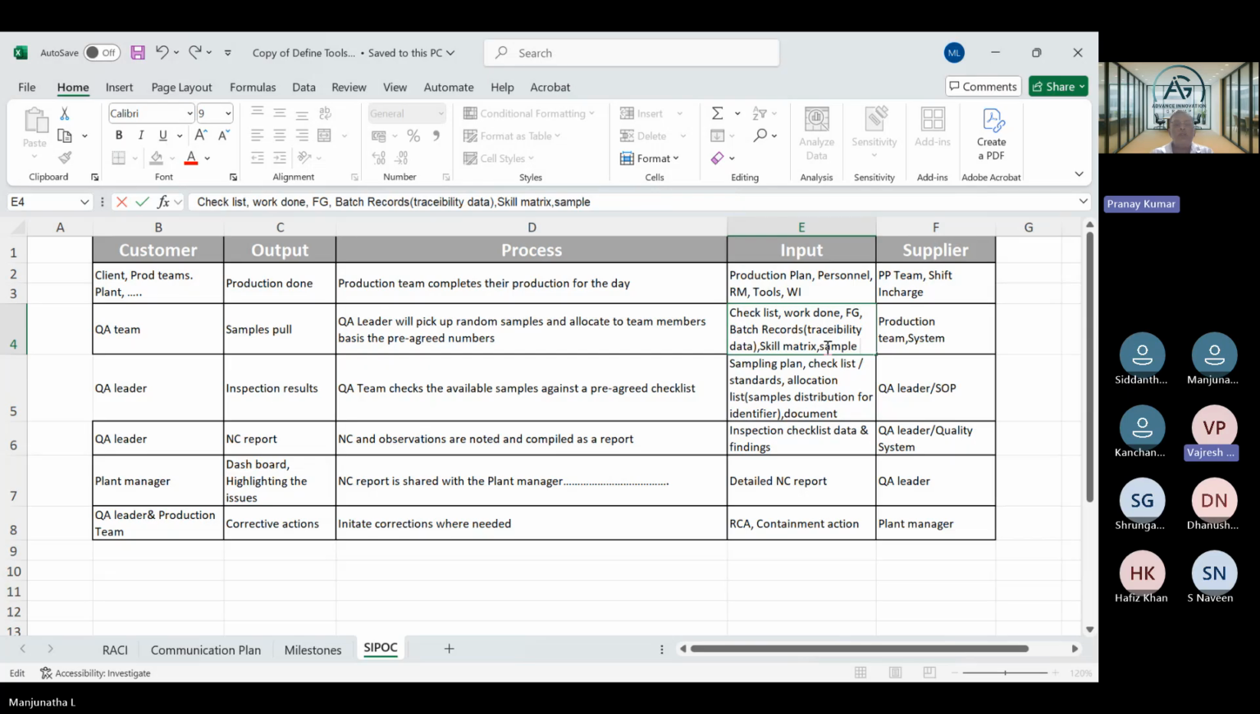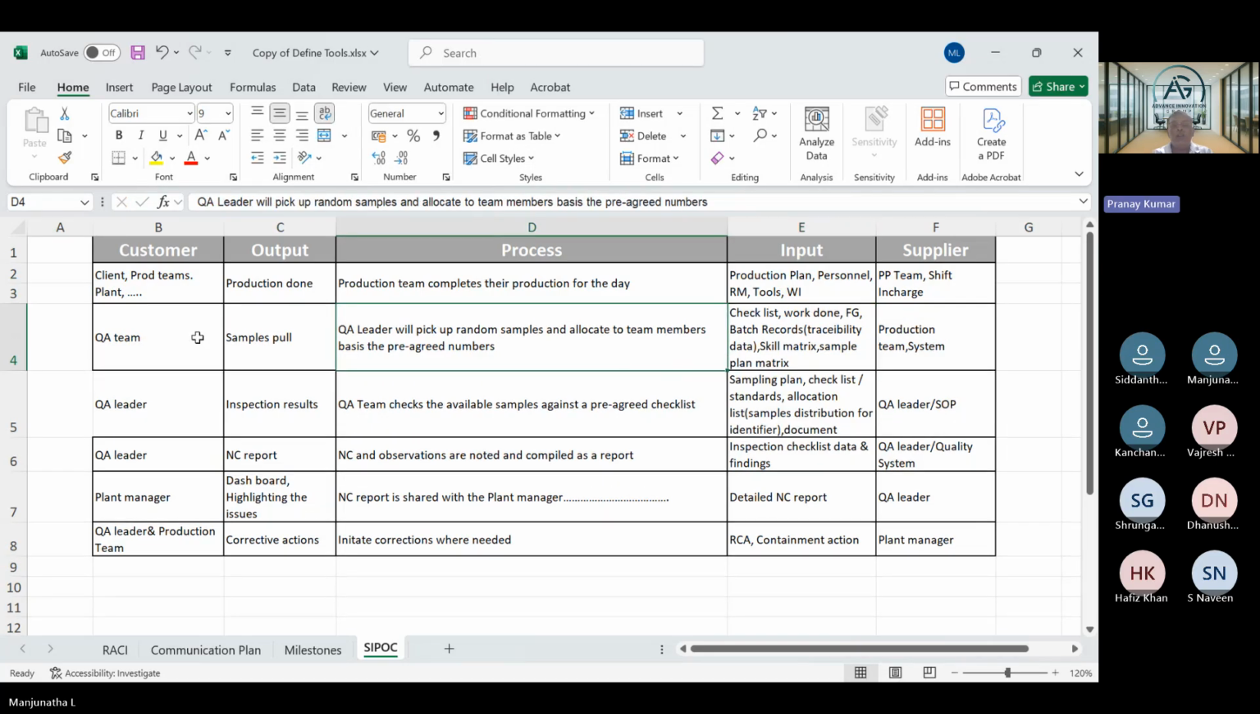Output: sample pool. Okay, who is the beneficiary? The QA team. Okay, the QA team checks the available samples against the pre-agreed checklists. So sampling plan, checklist, standard. Looks good. You guys have thought well.